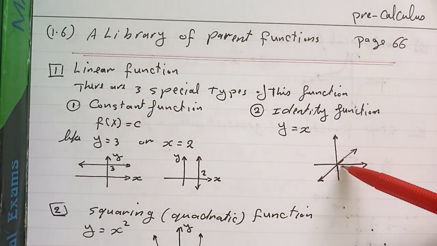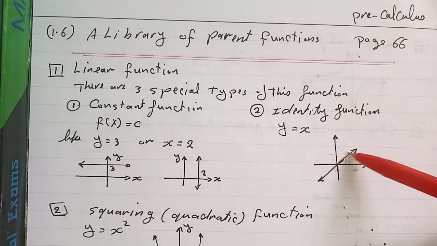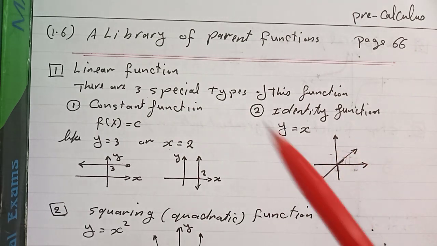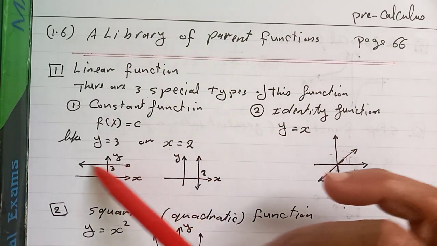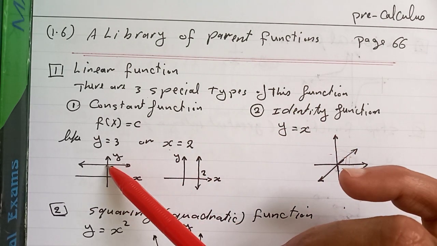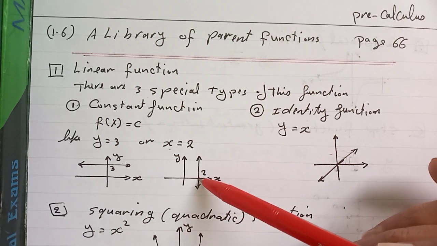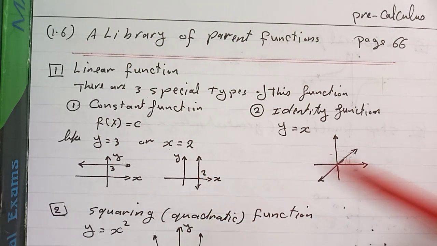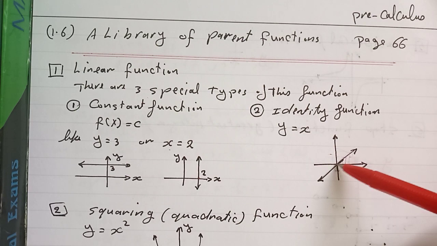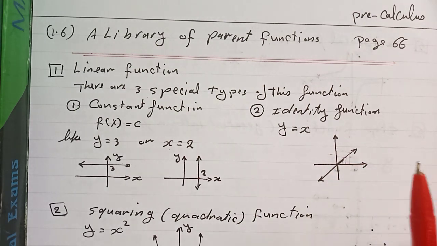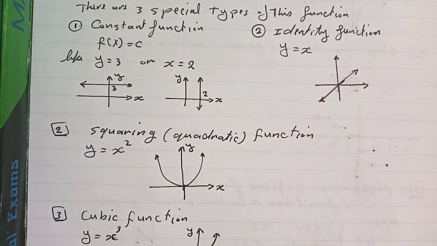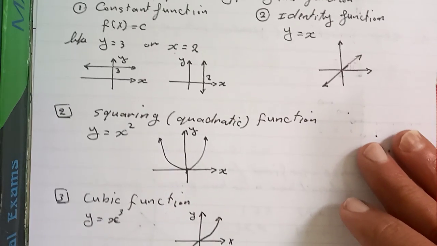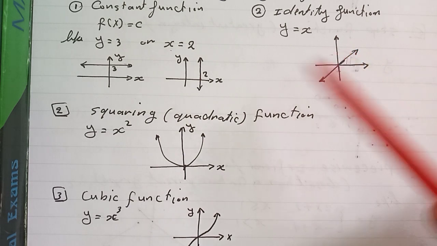The domain of this is all real numbers and the range is all real numbers. What's the x-intercept and the y-intercept? The x-intercept for this is nothing, but the y-intercept is 3. Here the x-intercept is 2 and the y-intercept is nothing. Here the x-intercept and y-intercept are at 0. So we need to identify the domain, the range, the x-intercept and the y-intercept.